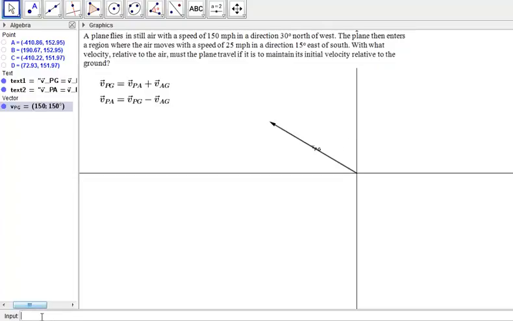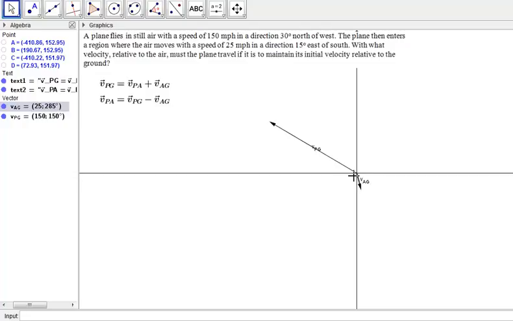We're also given the velocity of the air relative to the ground. It has a magnitude of 25, and it's 15 degrees east of south. So this is south, and that's 15 degrees over here. So that's 270 plus 15, which is 285. So that's 15 degrees east of south. So the south, and it's 15 degrees to the east of it. And what I want is the difference between these two.